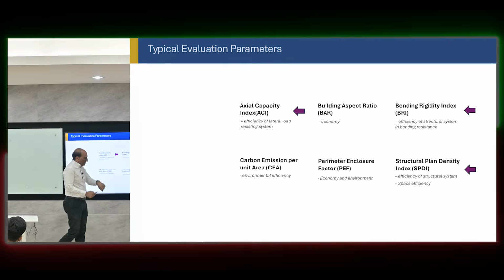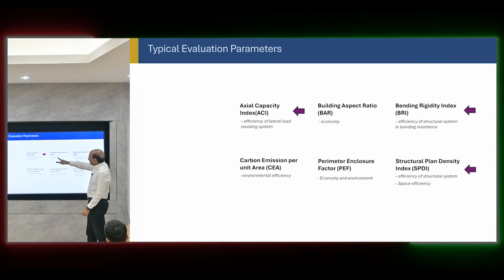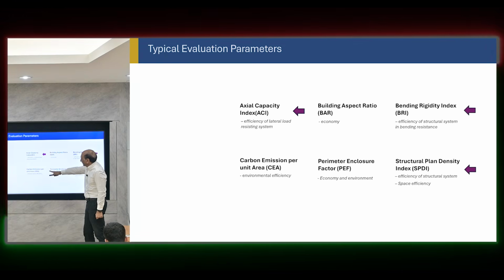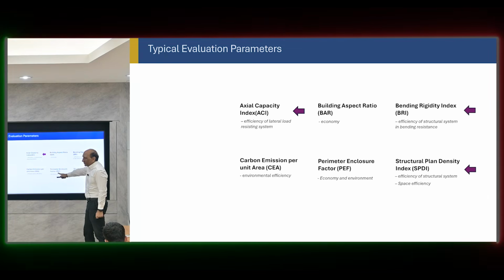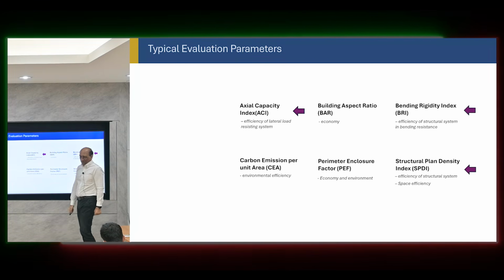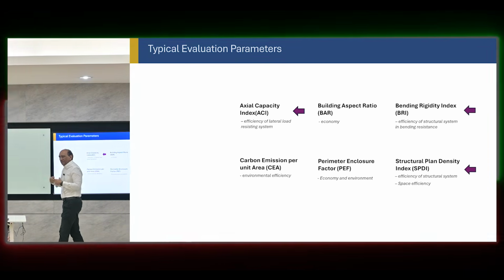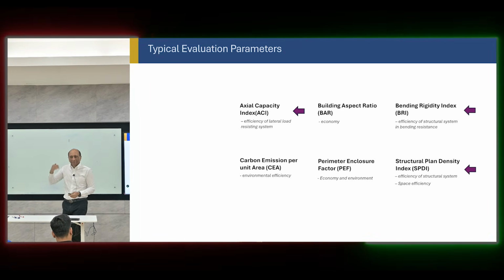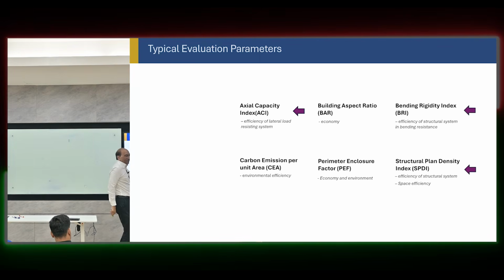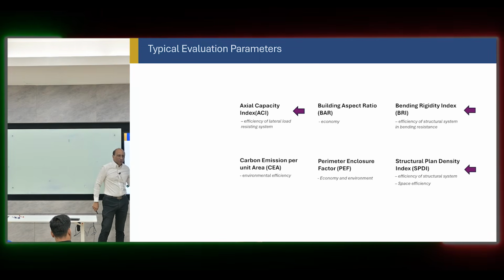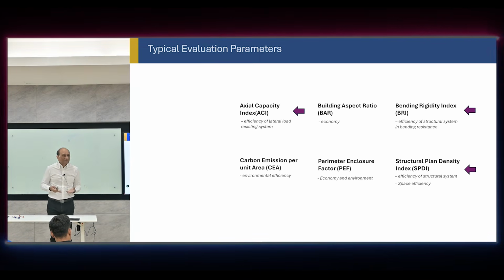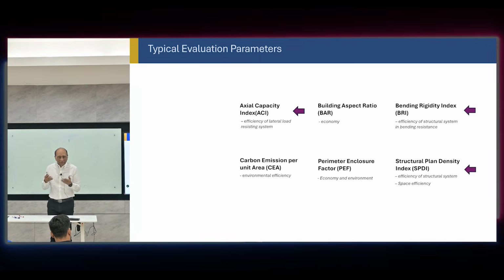Last item, last slide. We have many factors: axial capacity ratio, building aspect ratio, carbon emission per unit area, perimeter enclosure factor, structural plan density index, bending rigidity index, right? Ultimately, we can evaluate the efficiency at very high level ratios, including especially carbon emission per unit area. Now it's easy to calculate because you have calculated the quantity of concrete and steel material. You know their carbon emission numbers. You can now also calculate that.